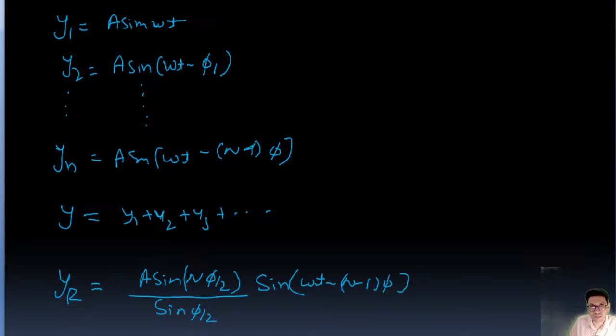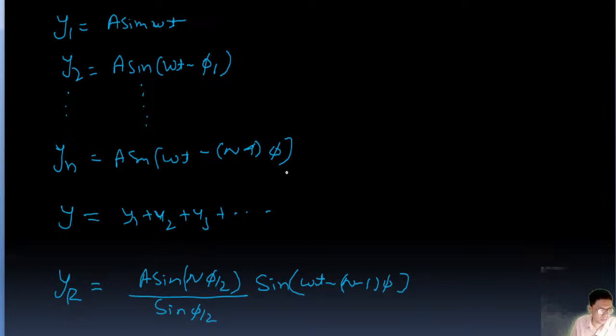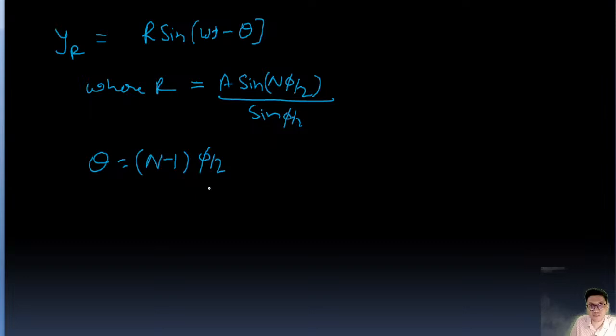And theta is n minus 1 theta by 2. So this is, my apology, theta equal to n minus 1 phi by 2. Since we know intensity is proportional to amplitude squared, r square, from here I is going to be equal to k r square, where k is any constant.